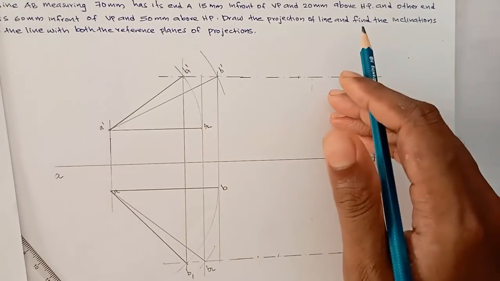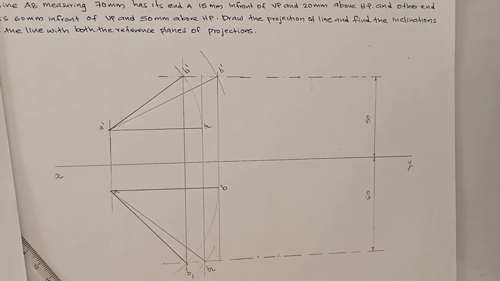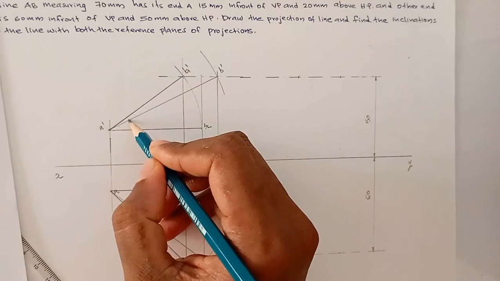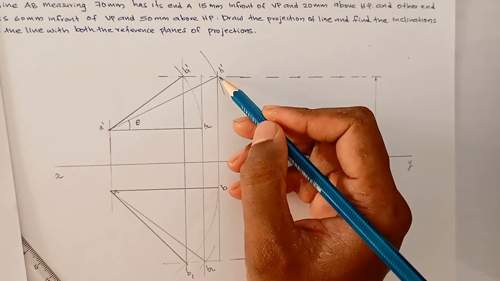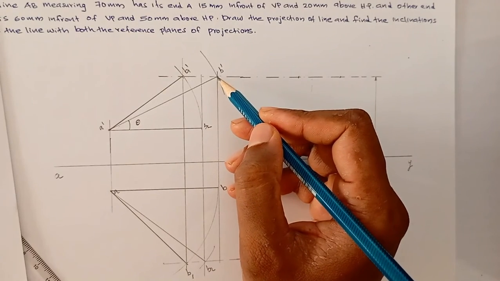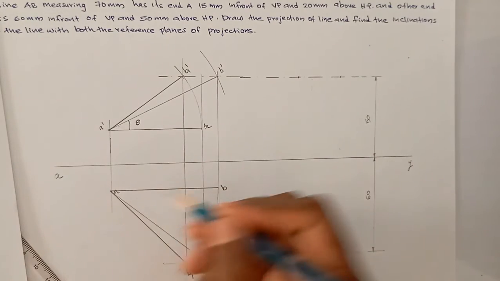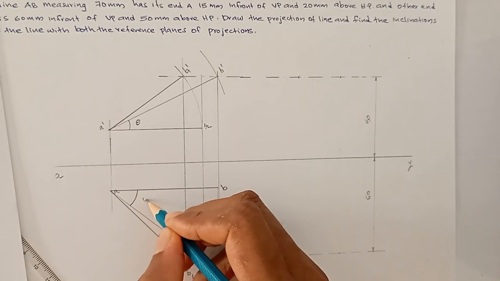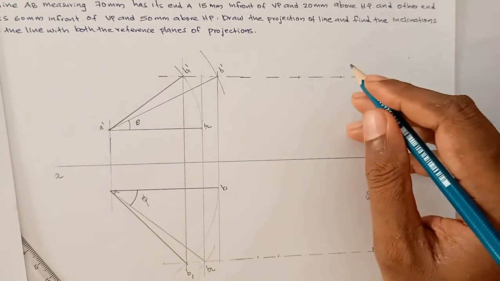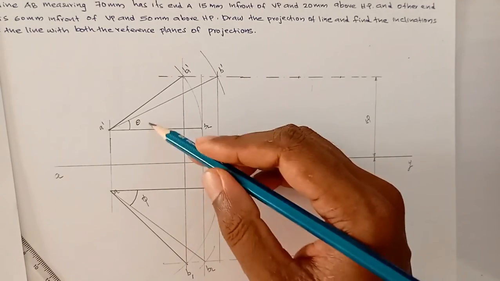So how to find out the original angle? Here you have to measure this angle. This is your theta. That is, measure the angle of the true length in the front view, that will be theta, and measure the angle of the true length in the top view, this will be the angle phi. This is the original inclined angle with HP.